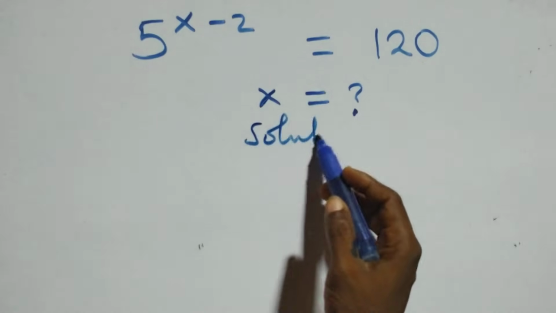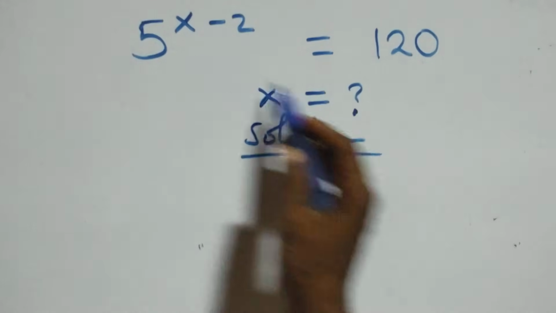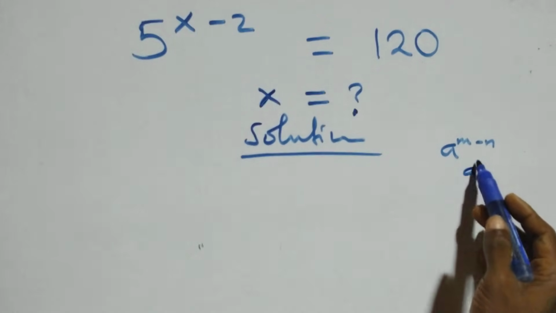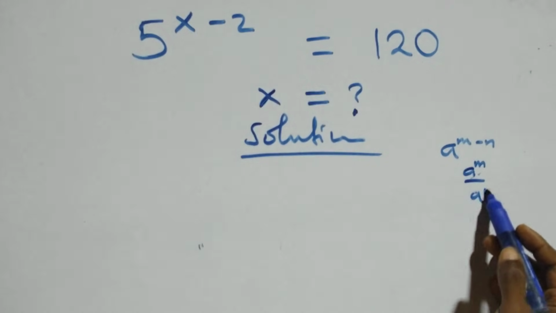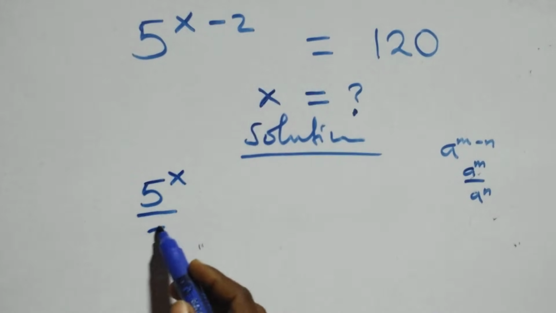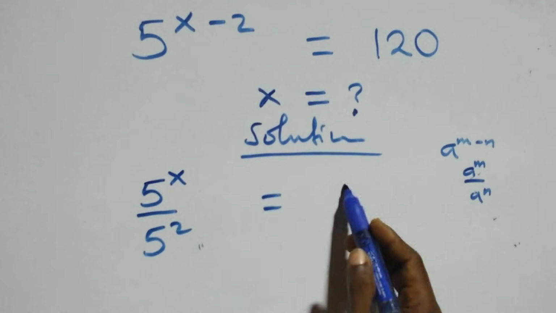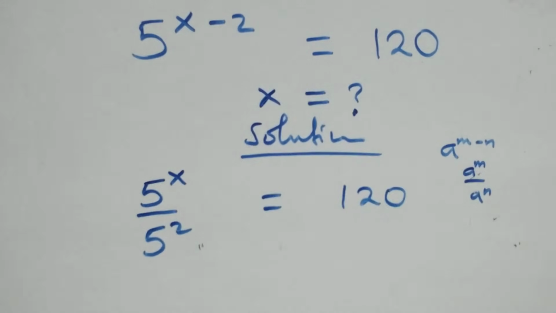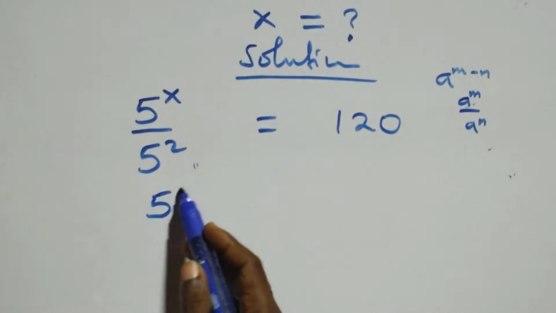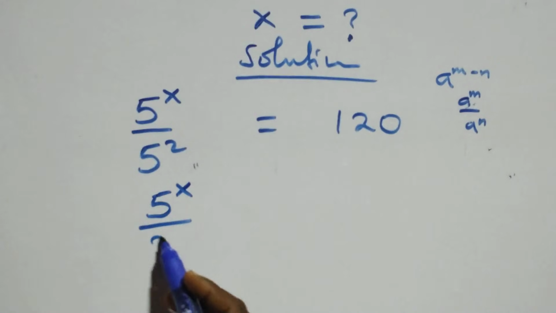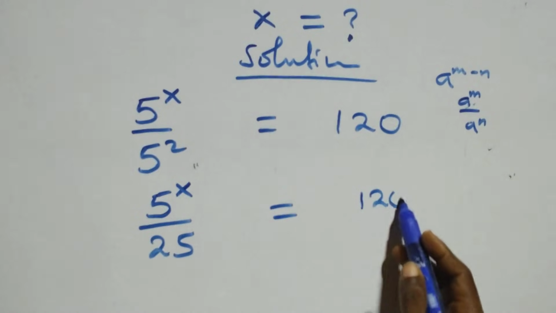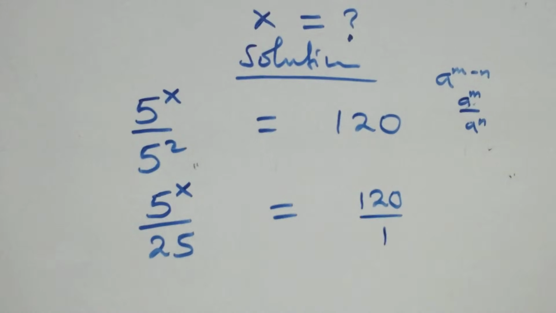Solution from here. And what we have here follows when we have a raised to power n minus n, which is the same thing as a raised to power n over a raised to power n. So here we have 5 raised to power x over 5 squared equals 120. This can be written as 5 raised to power x over 5 squared, that's 25, equals, here we can write it as 120 over 1.